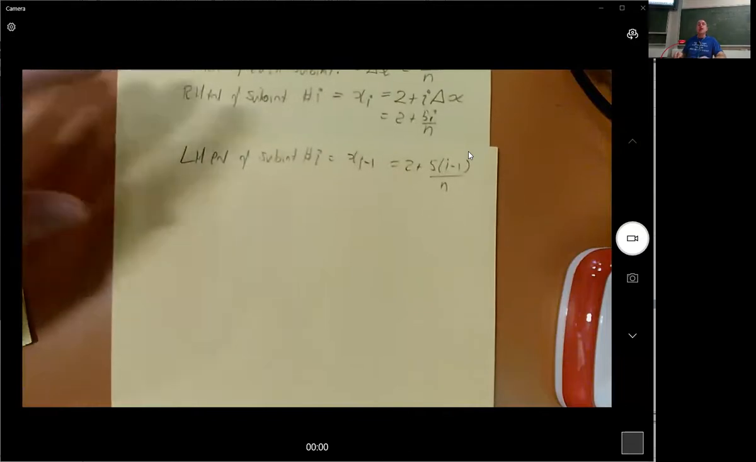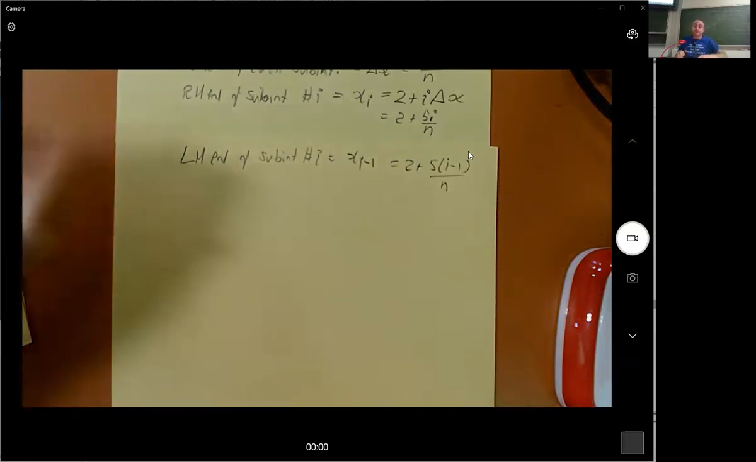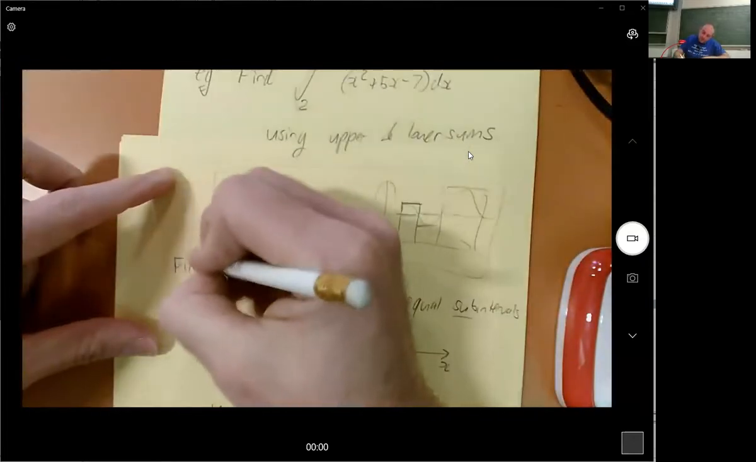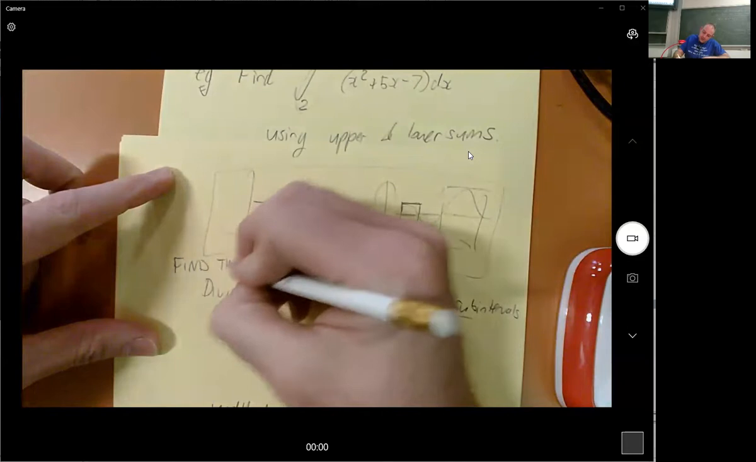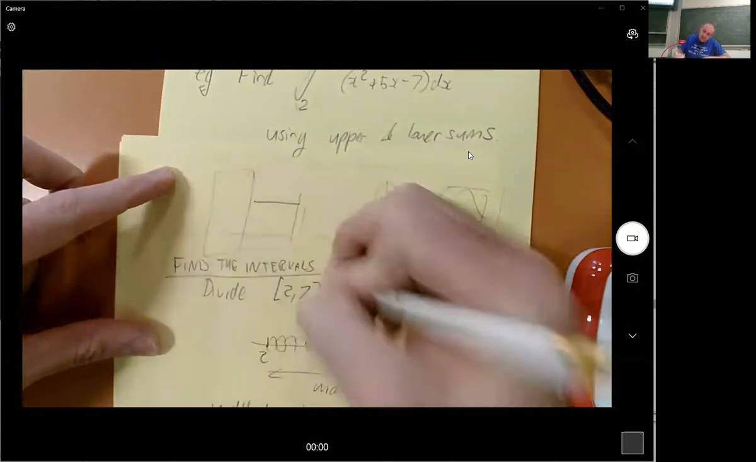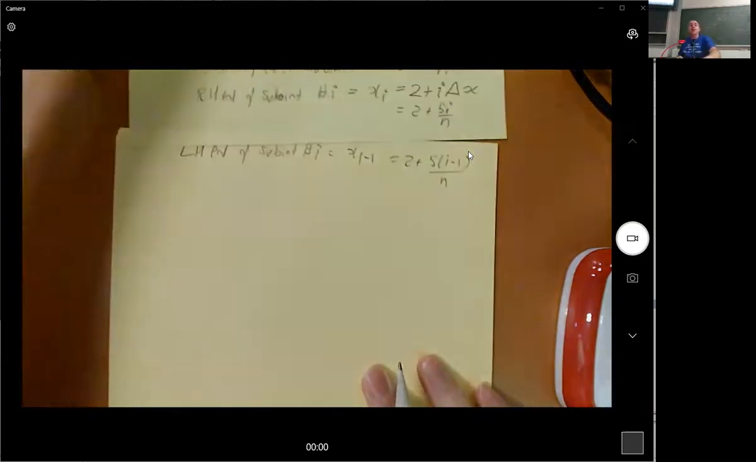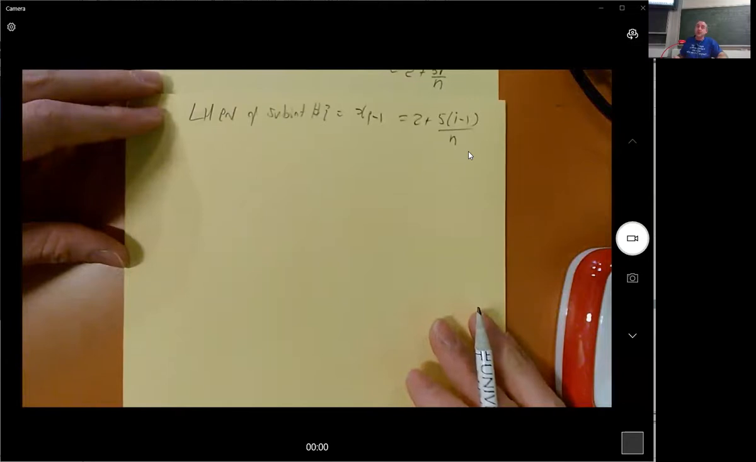Okay. The next step is we need to figure out where the maximum and where the minimum is on every interval. So this was step zero, which was find the subintervals. The next step is to find where the maximum and minimum is on every subinterval.